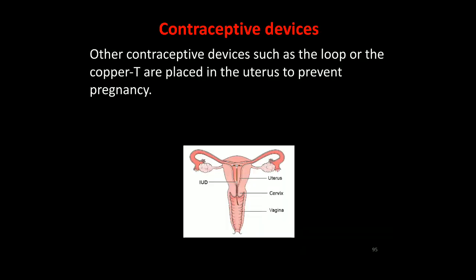Next is contraceptive devices. To avoid having children, they get a Copper T fitted. They insert some copper T-like structure where the organism cannot grow.